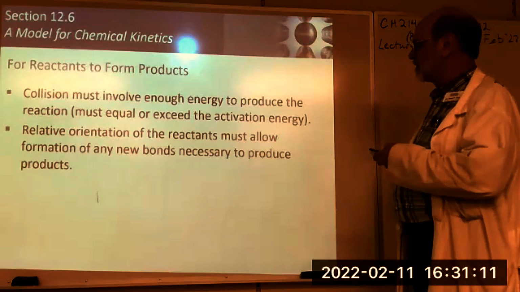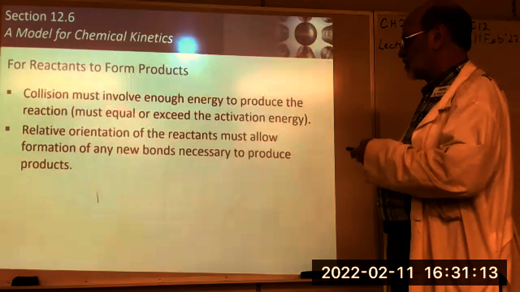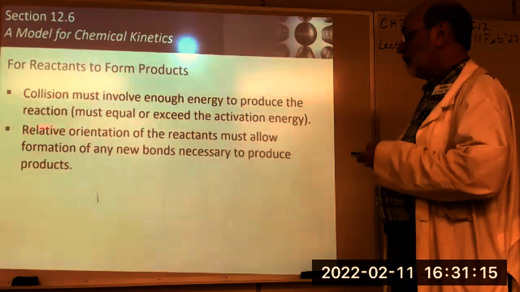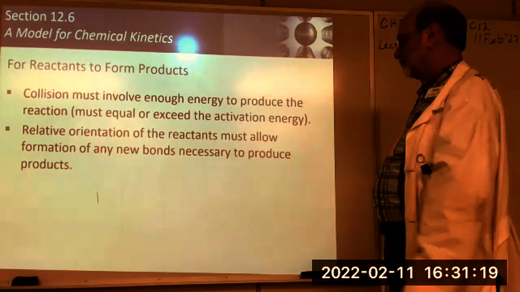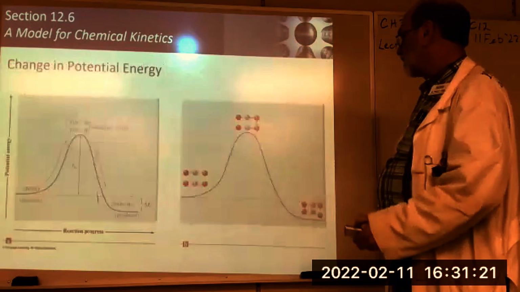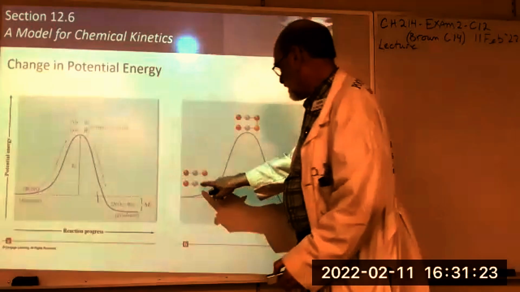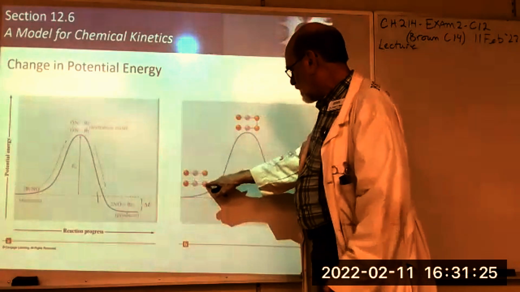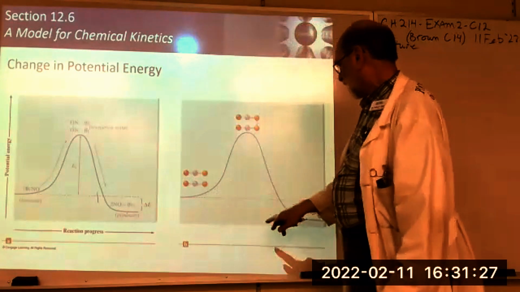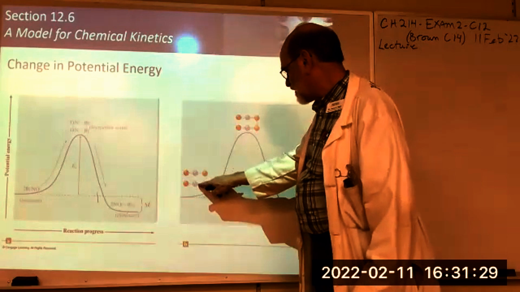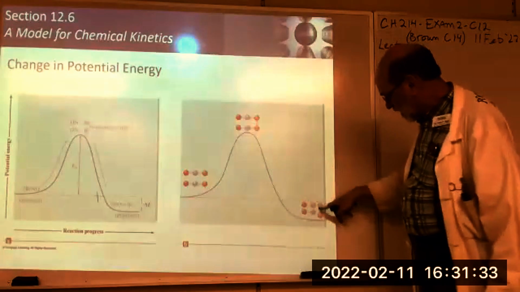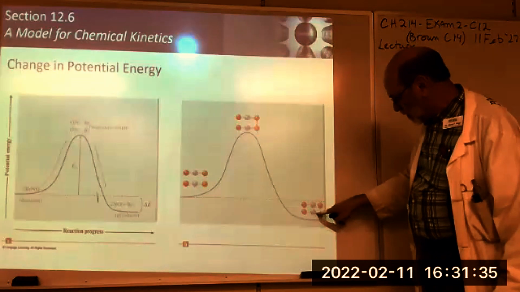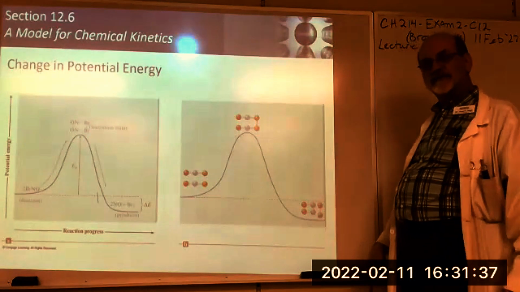This is stating the obvious. Collisions have to have enough energy, and the orientation matters. And if we look at this intermediate, if these come together properly, then we start to break these two bonds here and start to form this bond here. So over here now, those bonds have been broken and this new one's formed.